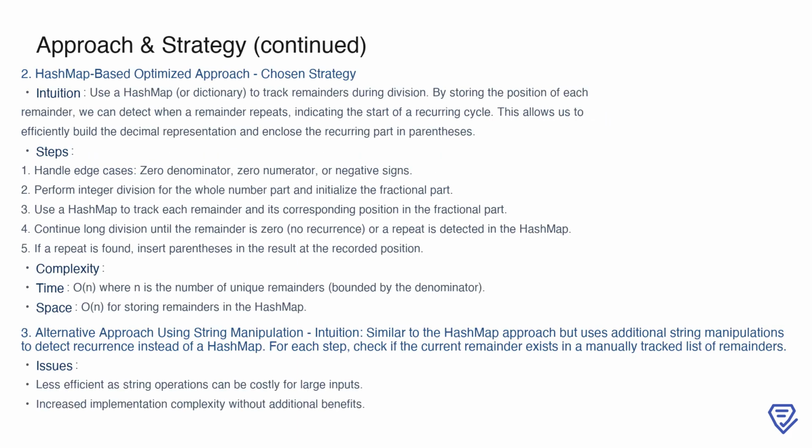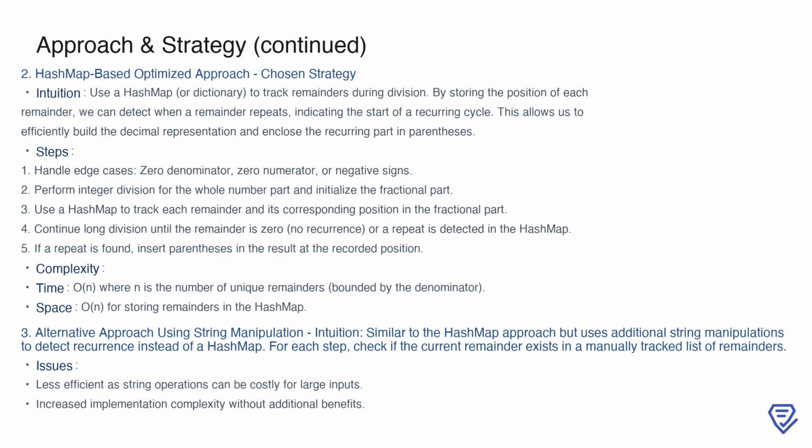To address the inefficiencies of the brute force approach, we turn to a hash map-based optimized strategy. The key insight here is to store each remainder we encounter during the division along with its position in the fractional part of the result. This allows us to immediately detect when a remainder repeats, indicating the start of a recurring cycle. The process begins by handling edge cases, such as when the numerator or denominator is 0, or when the signs of the numbers differ.